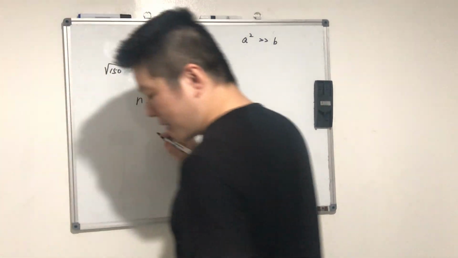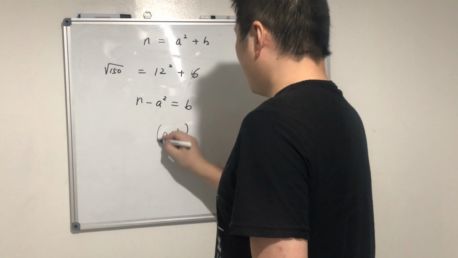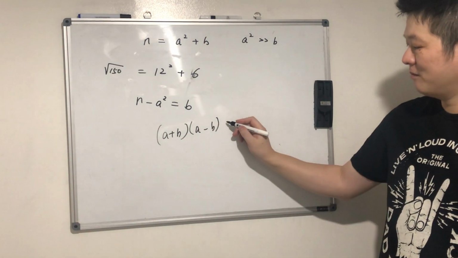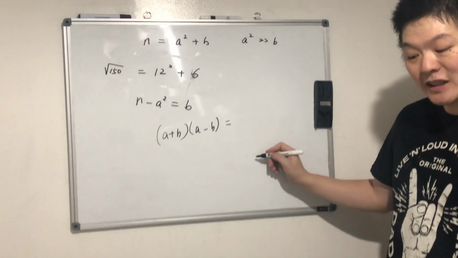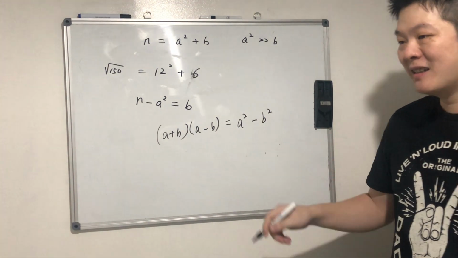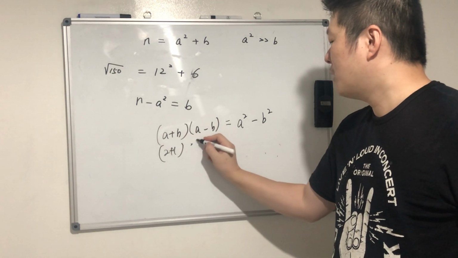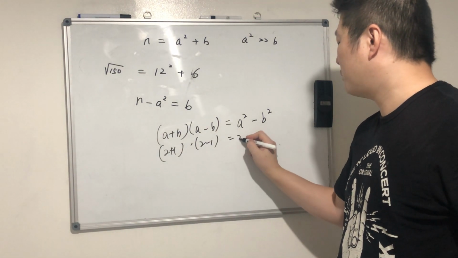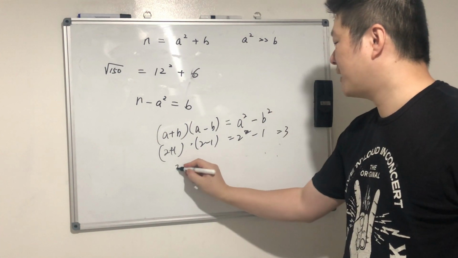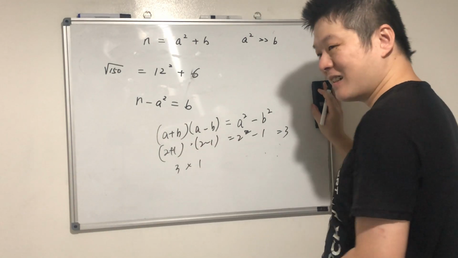So do you still remember this formula, Eric? (a plus b) times (a minus b). What does it equal? It equals a squared minus b squared. Like (2 plus 1) times (2 minus 1) equals 2 squared minus 1 squared equals 3. Right? 3 times 1 is 3. Got it?